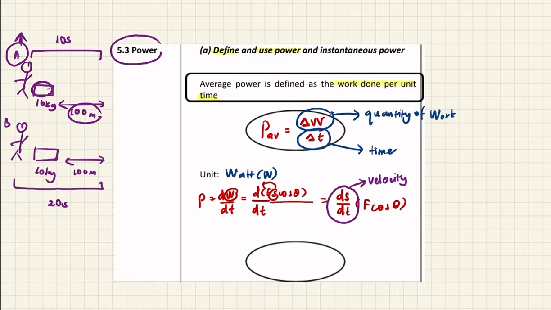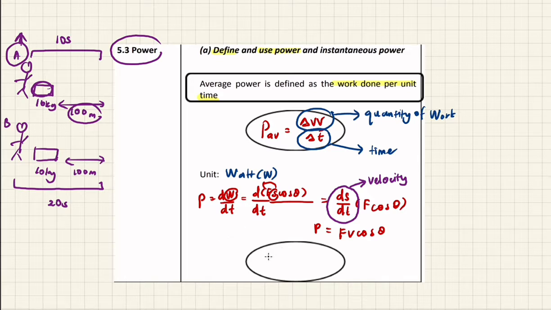Therefore, we have another equation. We can replace ds over dt with v. So we have another equation for power, which is power equals Fv cos theta, where F is the force, v is the velocity, and theta is the angle between the force and the velocity.